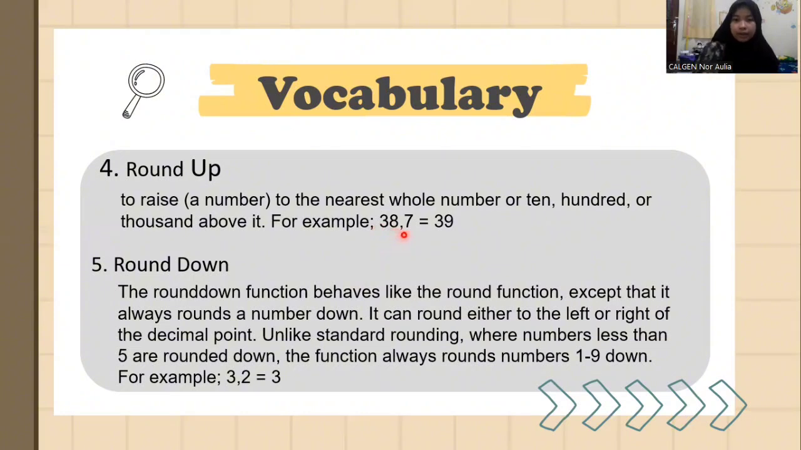For the example, 38.7, we can round up to 39. And for another example, like 31.8, we can round up to 32.